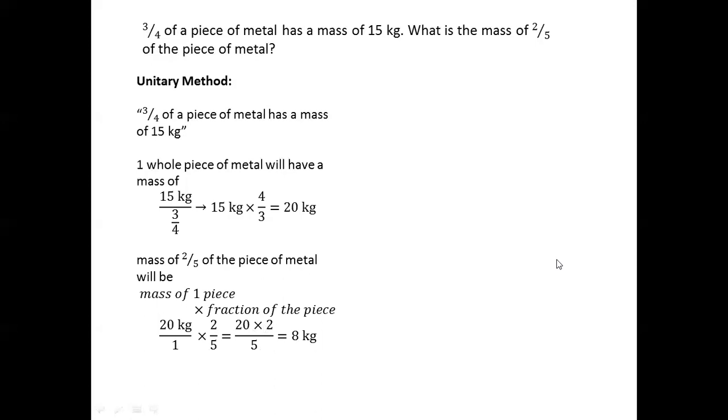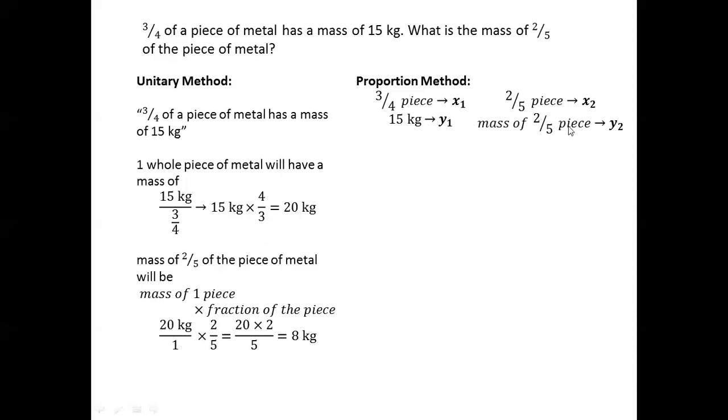Next, let's try the proportion method. In proportion method, again, we'll do the necessary assignments for x sub 1, y sub 1, and x sub 2, y sub 2. For this one, I assigned the fraction of the piece, 3/4 of the piece, to be x sub 1, its corresponding mass to be y sub 1, the needed fraction of a piece, x sub 2, and then the mass of the 2/5 of the piece to be y sub 2. We use the same formula and substitute the given values.